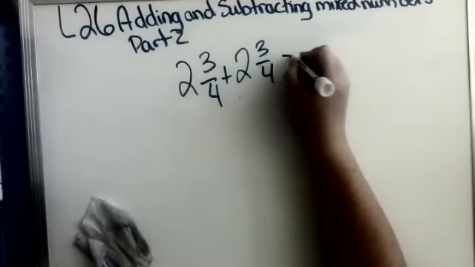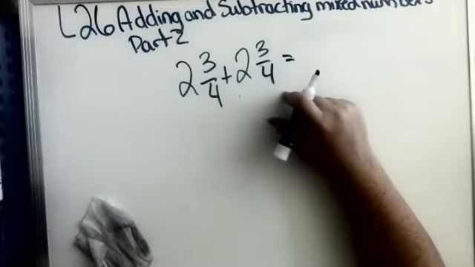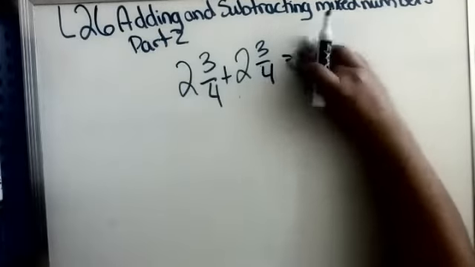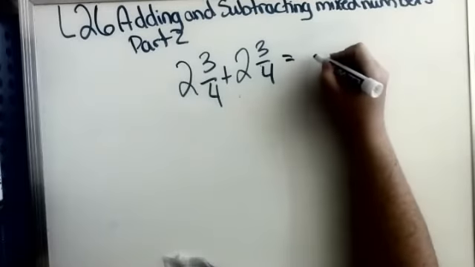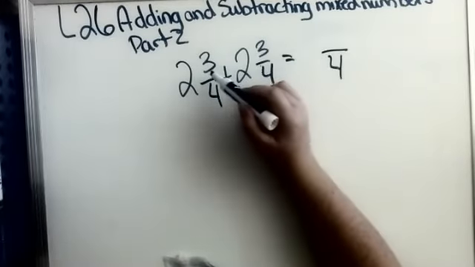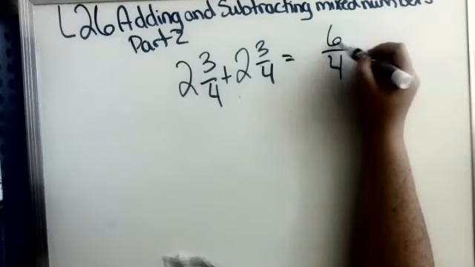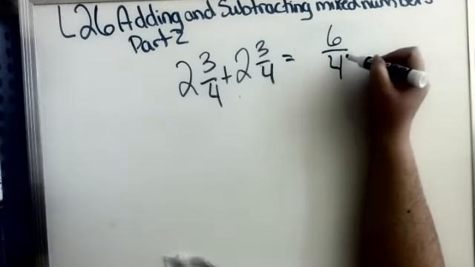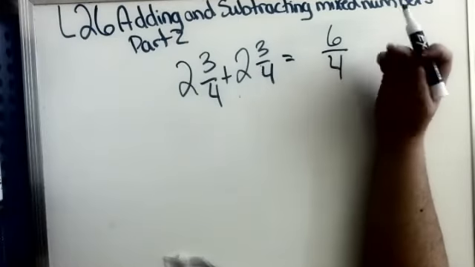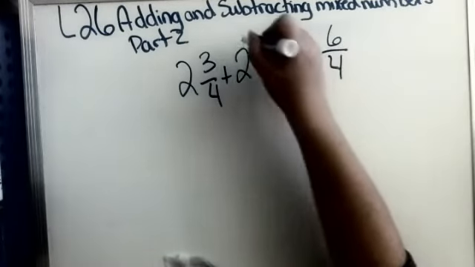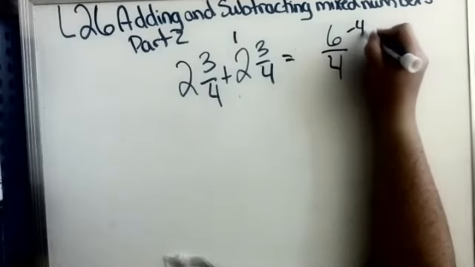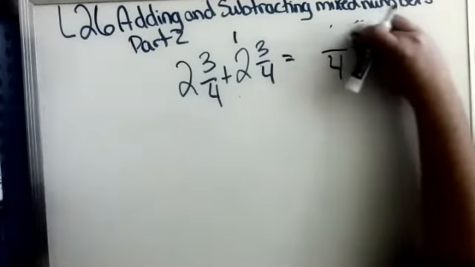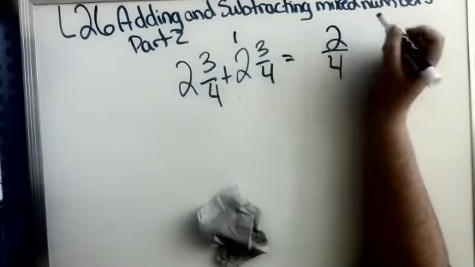Again, start off the same. Bring our 4s over. Sorry, I need to leave room for my whole numbers. Now we're adding our numerators. 3 add 3 is 6. Now the numerator is bigger than my denominator, so I need to do some subtraction. How many 4s fit into 6? 1 four fits into 6, which means I'm carrying 1 over, and then I subtract 4 from 6. I am left with 2. So that is 2 over 4.